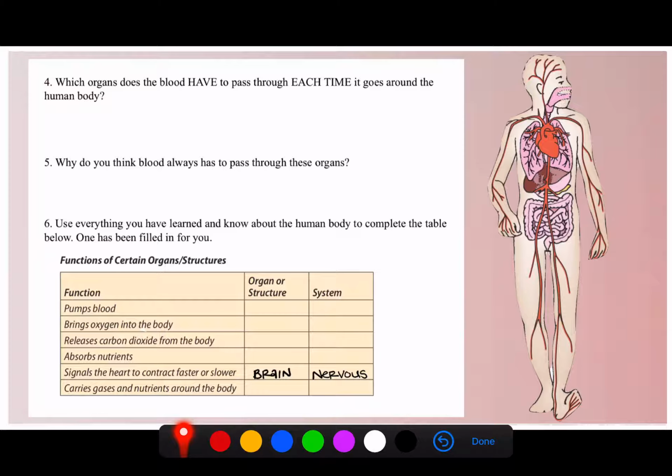You're going to complete this table based on everything you know about the human body. I've filled in one for you. So if we look at these functions, and I'm going to skip down to the one that I filled in for you. What organ or structure signals the heart to contract faster or slower? That would be the brain. And the system that the brain is in is the nervous system. So you do your best and fill out the structure, and then either respiratory or circulatory system.